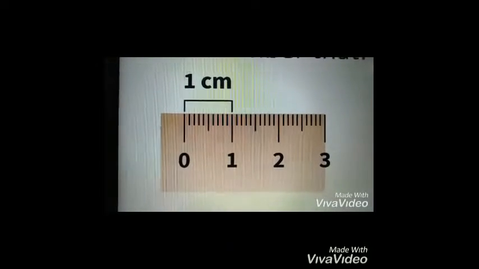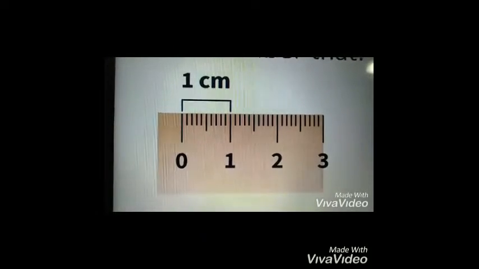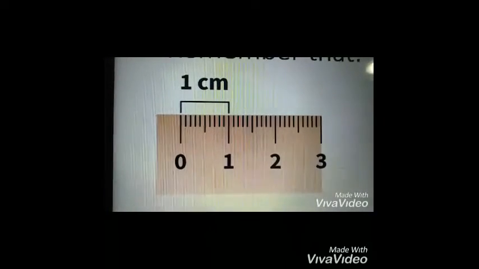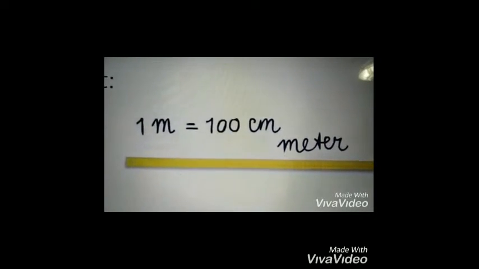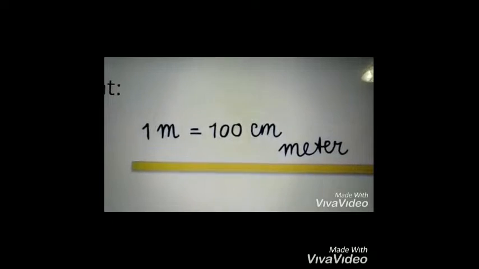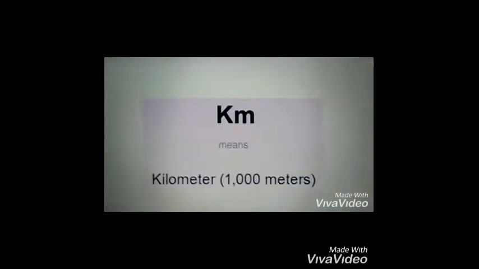You remember that we use the 1 centimeter unit to measure smaller objects like the pencil, the sharpener, and so on. To measure the length of longer objects, we use the 1 meter unit. And remember that each 1 meter equals 100 centimeters. Now, to measure the distance between two places, or to measure the length of the road, none of the previous units can be used because they are very small.